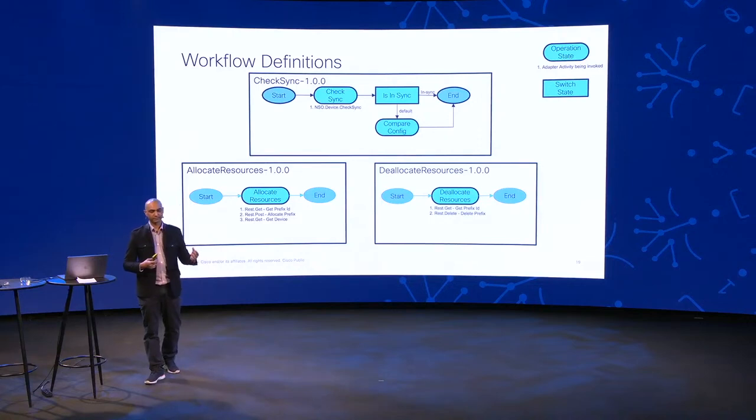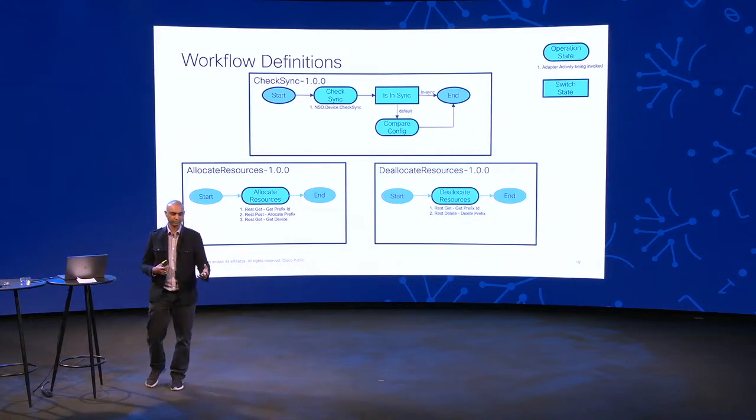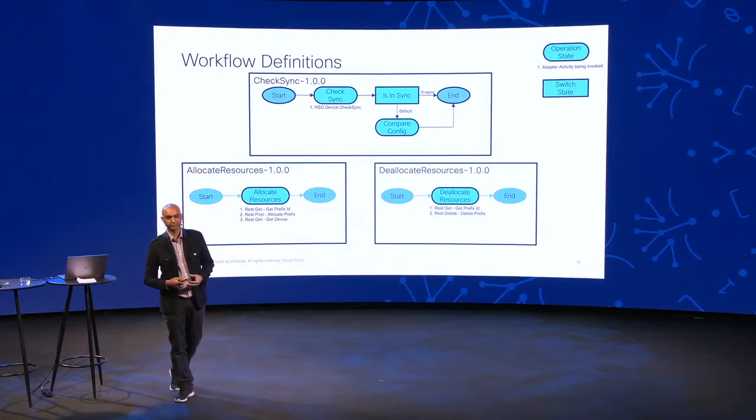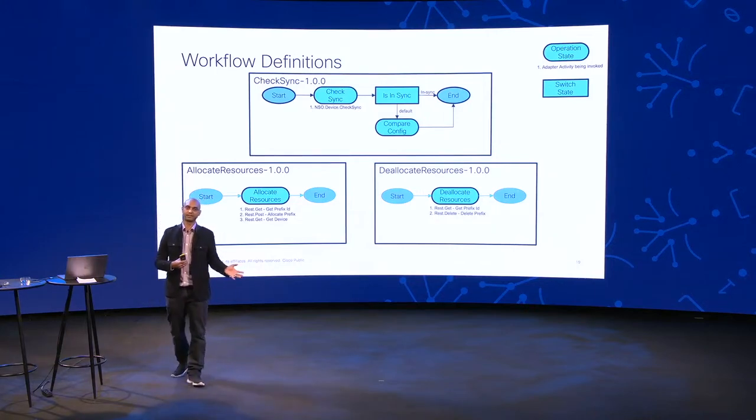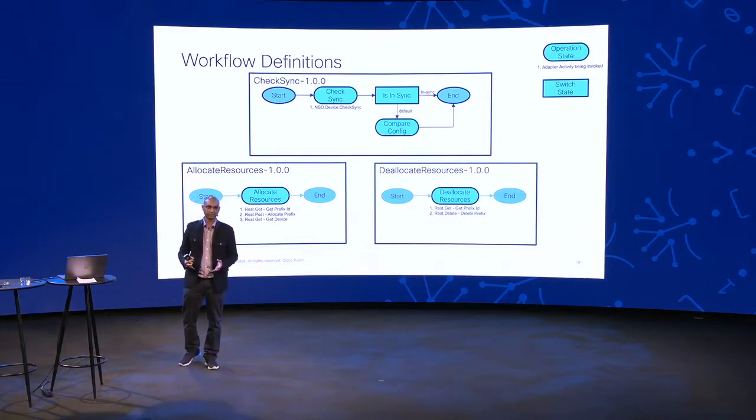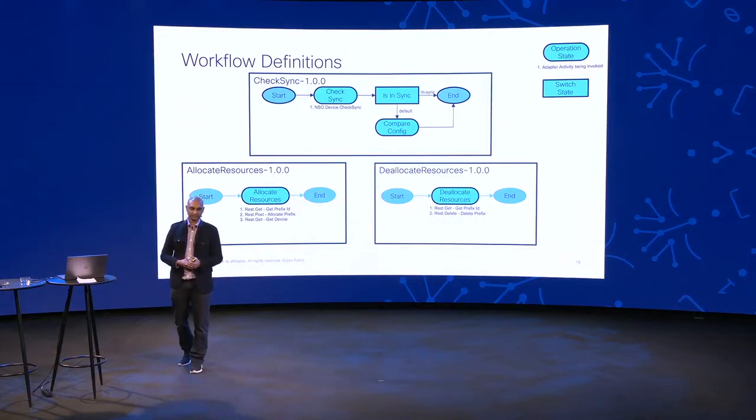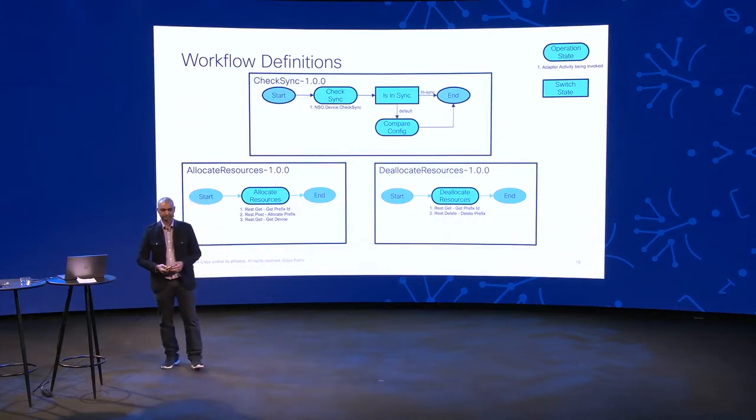And finally, we have the compensation, the undo for the allocate, which is a deallocate resources. So if we have allocated the resources and then somewhere along the line something has gone wrong, the compensation logic kicks in, and it will execute the deallocation.